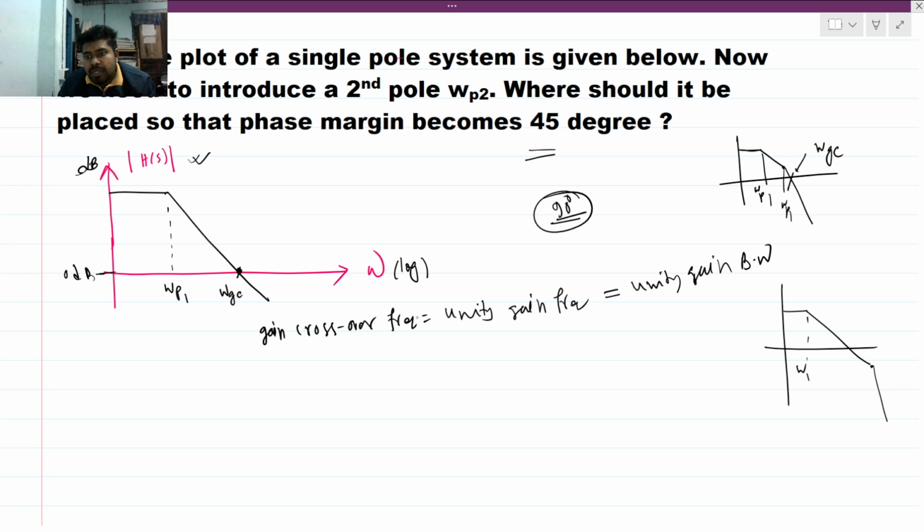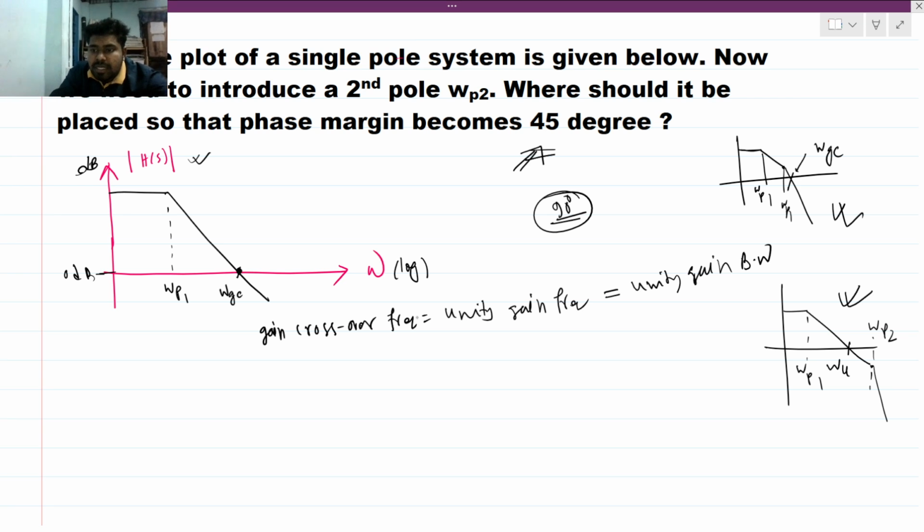Okay, so this is our omega p1, this is our unity gain frequency, let's say omega u, and this is our second pole, let's say this is omega p2. So we can introduce the second pole like in this fashion or like in this fashion. Okay, but whatever we do, we have to do it so that the phase margin becomes 45 degree. Okay, so let's say what is going to be our second pole location.